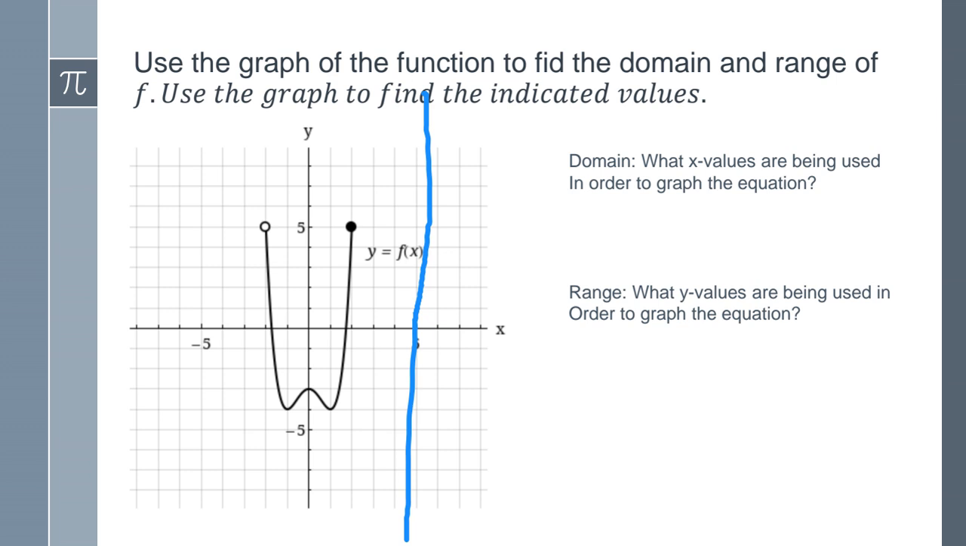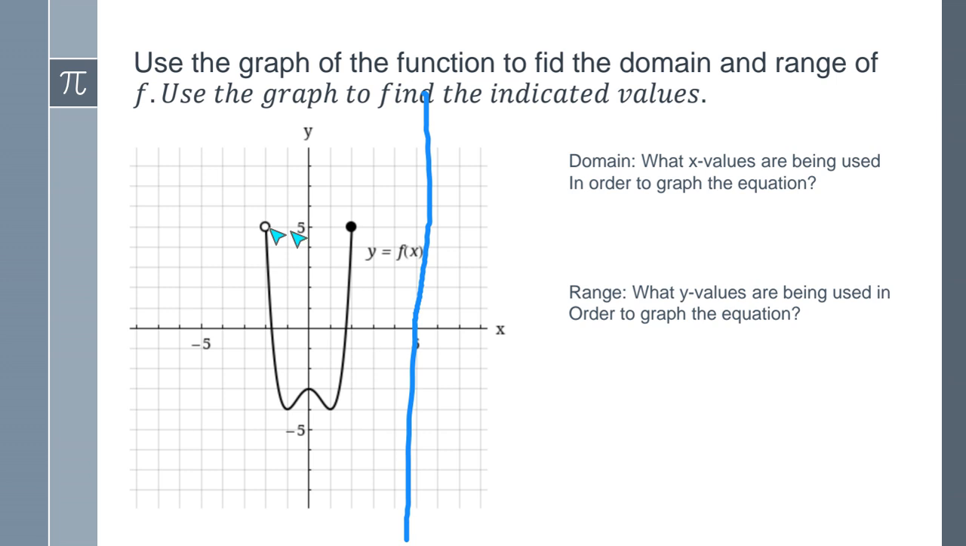So the smallest x value here is going to be at this point, and the largest x value that we use is going to be at this point. Notice that this point is an open circle and this one is closed. An open circle means the point is not included in the domain. A closed circle means the point is included. So open circle, we use parentheses. Closed circle, we use a bracket.